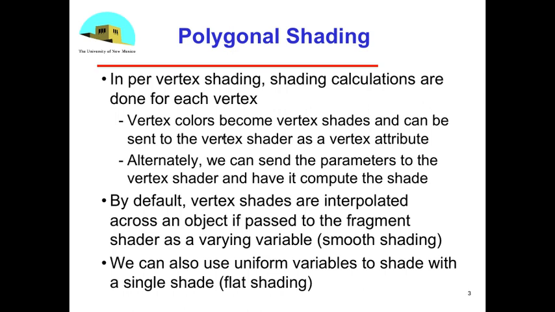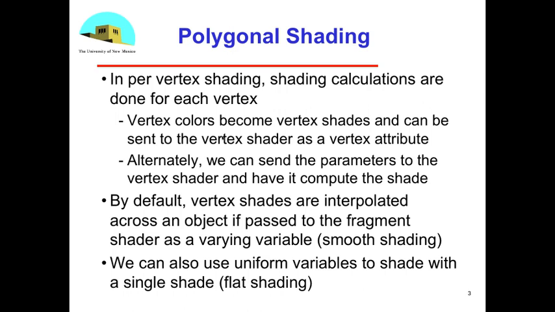By default, the vertex colors, which now are vertex shades, are interpolated across the object by the rasterizer, and so each fragment has a slightly different color if the vertices have different colors. That's known as smooth shading.